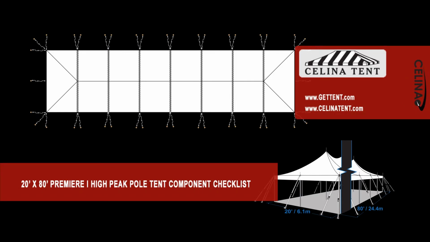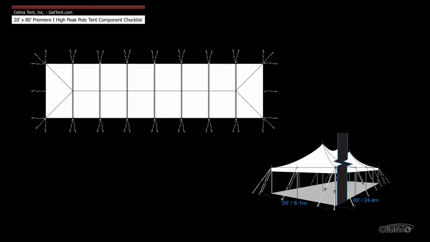This is an overview of the components required to set up a 20-foot by 80-foot Premier 1 Series High Peak Pole Tent from Celina Tent. This tool may be used to measure and compare existing pole components to ensure compatibility.